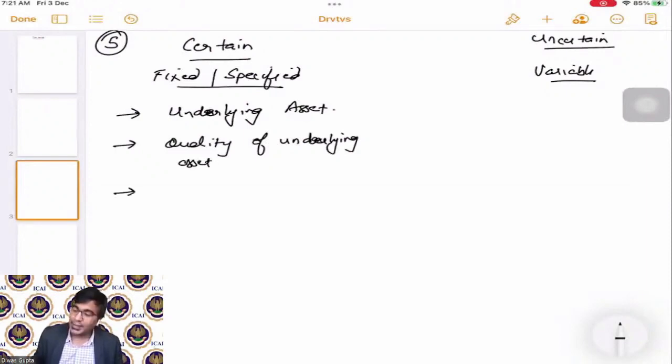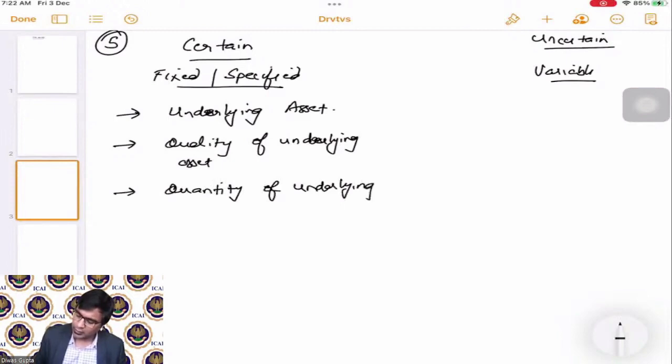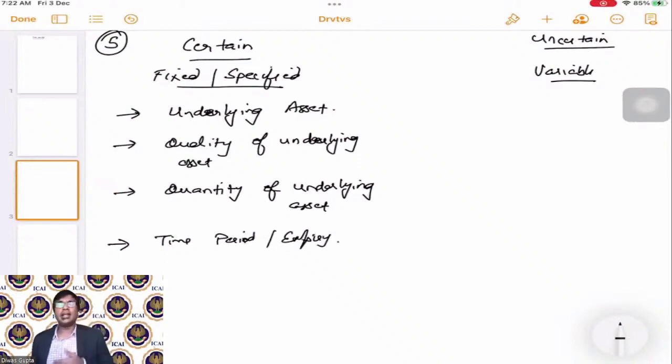So the quality of the underlying asset is also certain. Then the quantity of the underlying asset is also certain. They will enter into a contract of 1000 kgs, 1 ton, 2 ton, 3 ton, anything. So the quantity is also certain. And the last thing, the time period or expiry, is also certain. Correct, students? So all these items are certain in that particular contract.